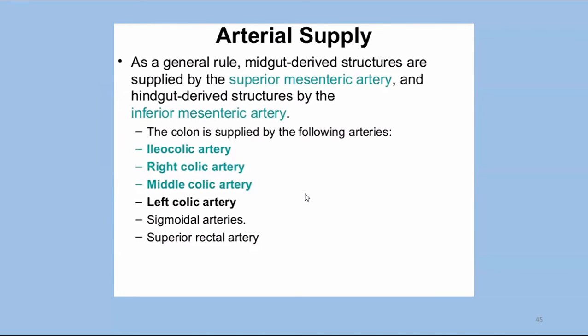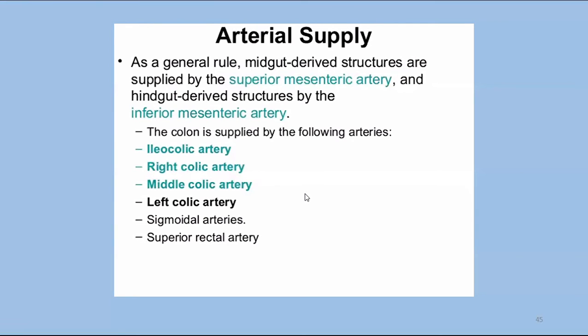Now, arterial supply, as a general rule: those structures that are midgut derived are supplied by the SMA, or the superior mesenteric artery. And those structures that are hindgut derived are supplied by the inferior mesenteric artery, or the IMA.